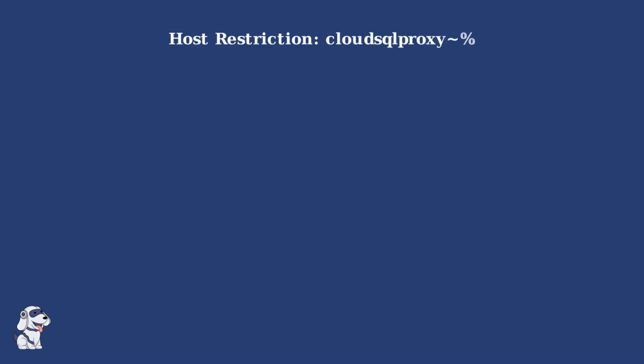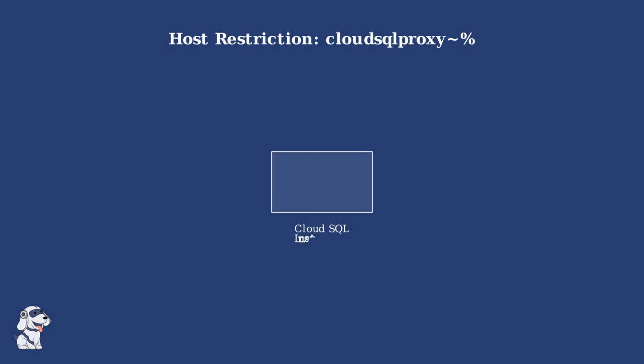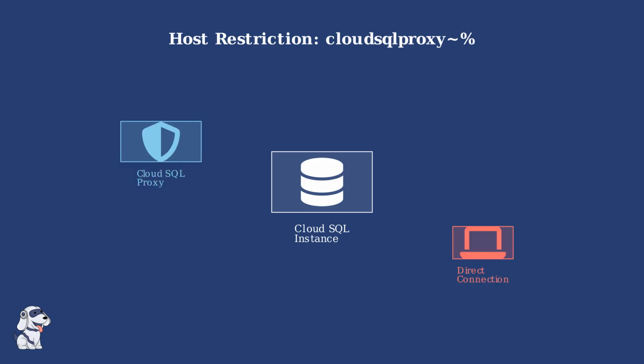The Cloud SQL Proxy %% host restriction is a powerful security feature that controls exactly how applications can connect to your Cloud SQL database. This host restriction pattern tells Cloud SQL to only accept connections that come through the Cloud SQL proxy. The %% acts as a wildcard that matches any proxy connection. Let me show you how this restriction works in practice.